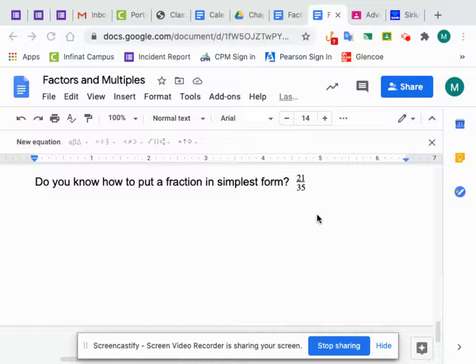So use this to fill out your note sheet or to help you with your assignment.